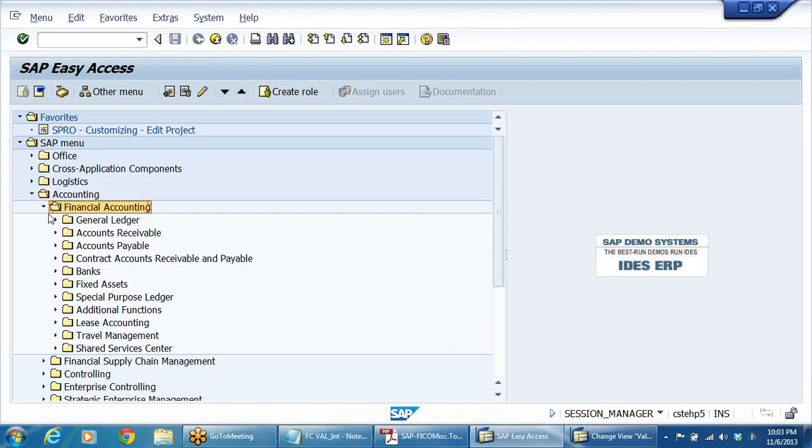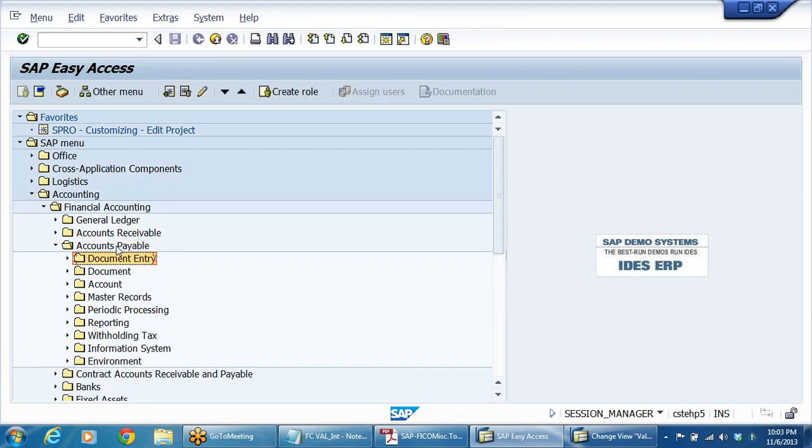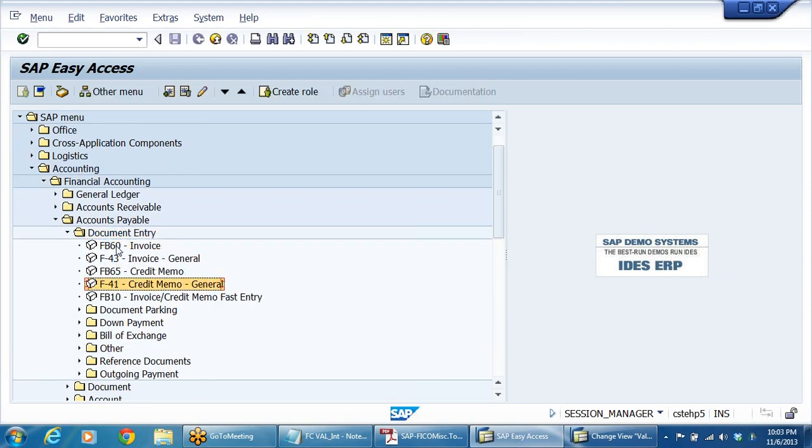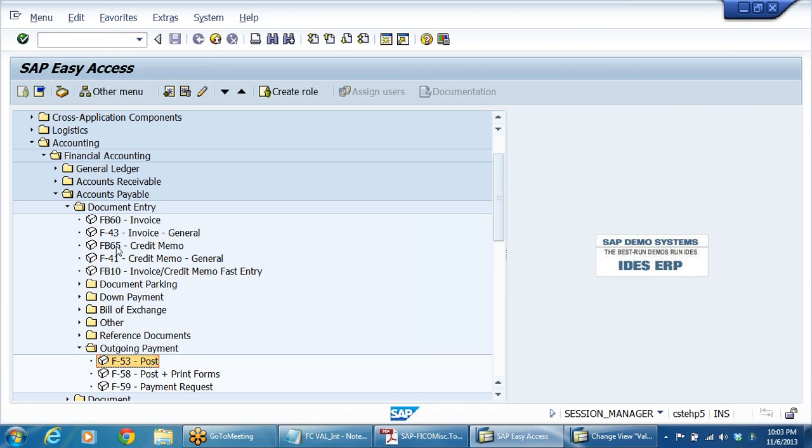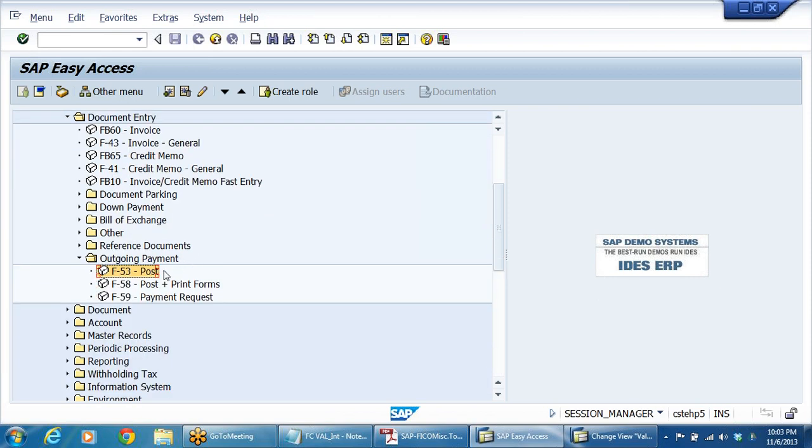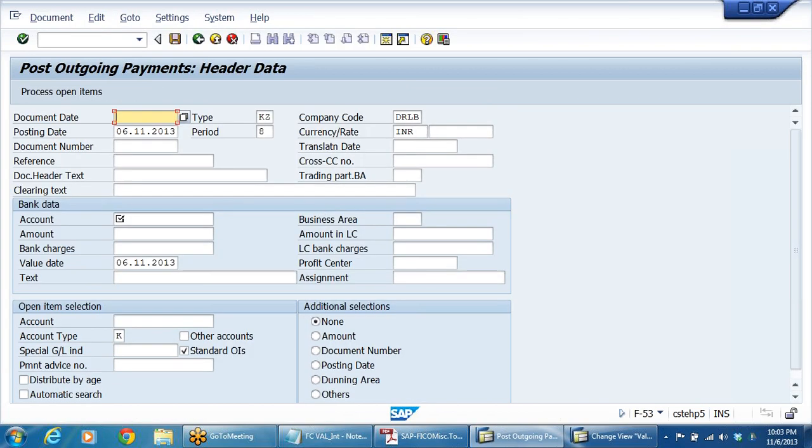So this entry I'm posting manually. I'm making the payment to the vendor, right? Accounts payable, document entry, outgoing payment, post. I can take even F-58 also. You can pay through check, right? Okay, anyhow, I'm posting an accounting entry here. On 6th, today's date itself, I'm taking.